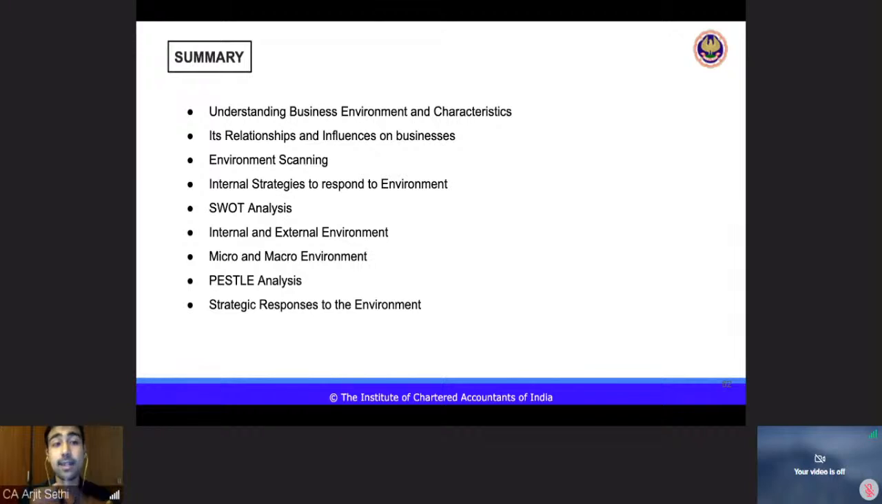Then we studied about environment scanning, events, trends, issues, and expectations. We talked about internal strategies that were administrative, competitive, and collective. We studied SWOT analysis, strength, weakness, opportunity, and threat for the environment as a whole. Then we studied about internal and external environment. We took the example of the universe. We put that table there. We understood what is internal, what is external environment. We had that diagram. You can refer to that, right? Then we studied about micro and macro environment, each and every component of micro and macro environment. We discussed in detail with examples. We had questions.